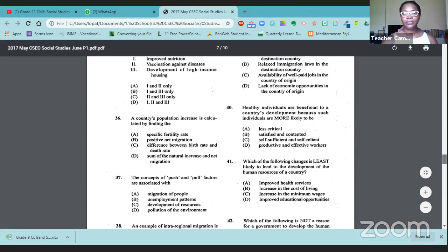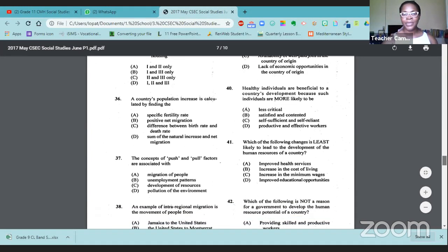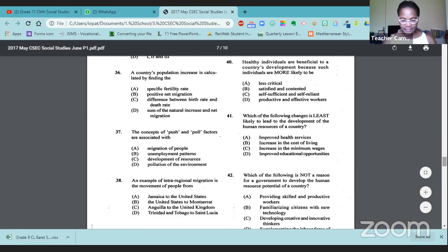40, healthy individuals are beneficial to a country's development because such individuals are more likely to be productive and effective workers, which is slated as D. Which of the following changes is least likely to lead to the development of the human resources of a country? And we have increase in the cost of living.